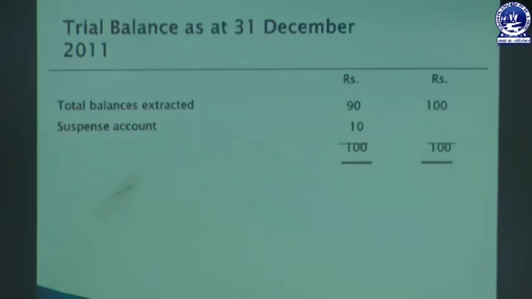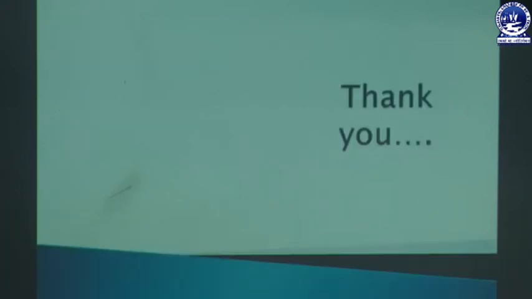So this is one example. In the trial balance extracted, the debit balance is 90 and the credit balance is 100. So there is a mismatch: the total of the debit balance is not equal to the credit balance. The difference amount is rupees 10. So that difference of 10 rupees is put under the head of a suspense account, and now the trial balance agrees.